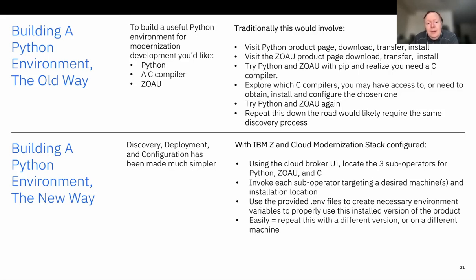Contrasting with the new way, right? We've got this discovery, deployment and configuration. That's a much simpler entity. So again, you go through the Cloud Broker UI, you have these 3 sub operators. You say, I want to instantiate the Python one, I want to instantiate the ZOAU one, and I want to instantiate the C one. Each sub operator gets invoked. The automation installs the product. It's done. This takes a few minutes. And then you source the .env files for each of those 3 products, and then you're done. So you can see that's a much easier thing for us to repeat and go through.